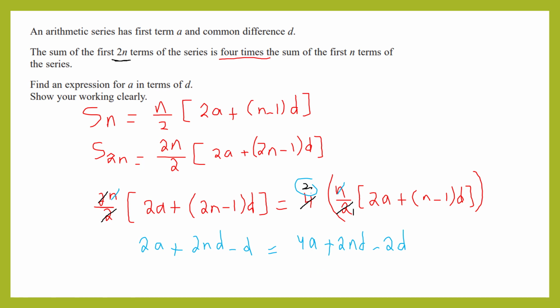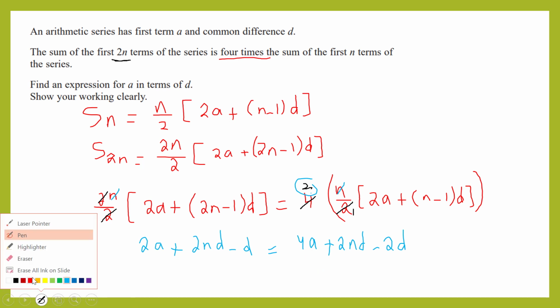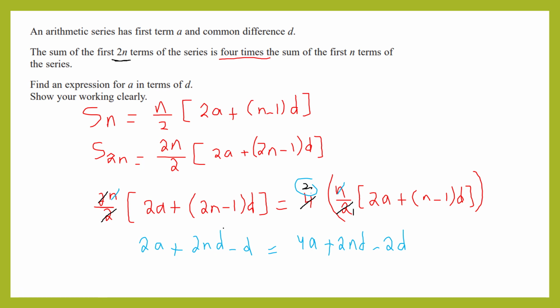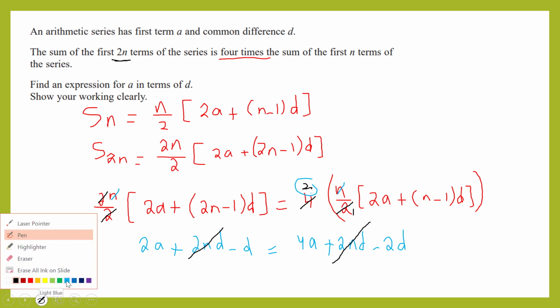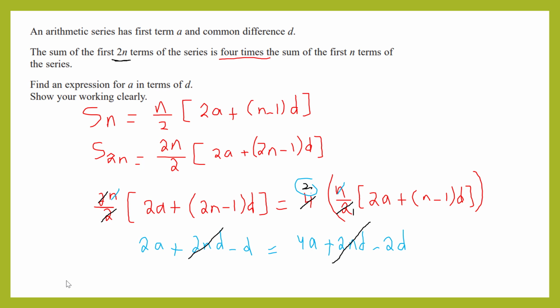If you look here, you're going to find some terms that are similar, so you cross out similar terms. Here this one and this one will be crossed out, and then we will collect a's on one side and the d's on the other side. I have 4a, 2a will go there, so it will be 4a minus 2a equal to 2d minus d. So it will be 2a is equal to 1d.